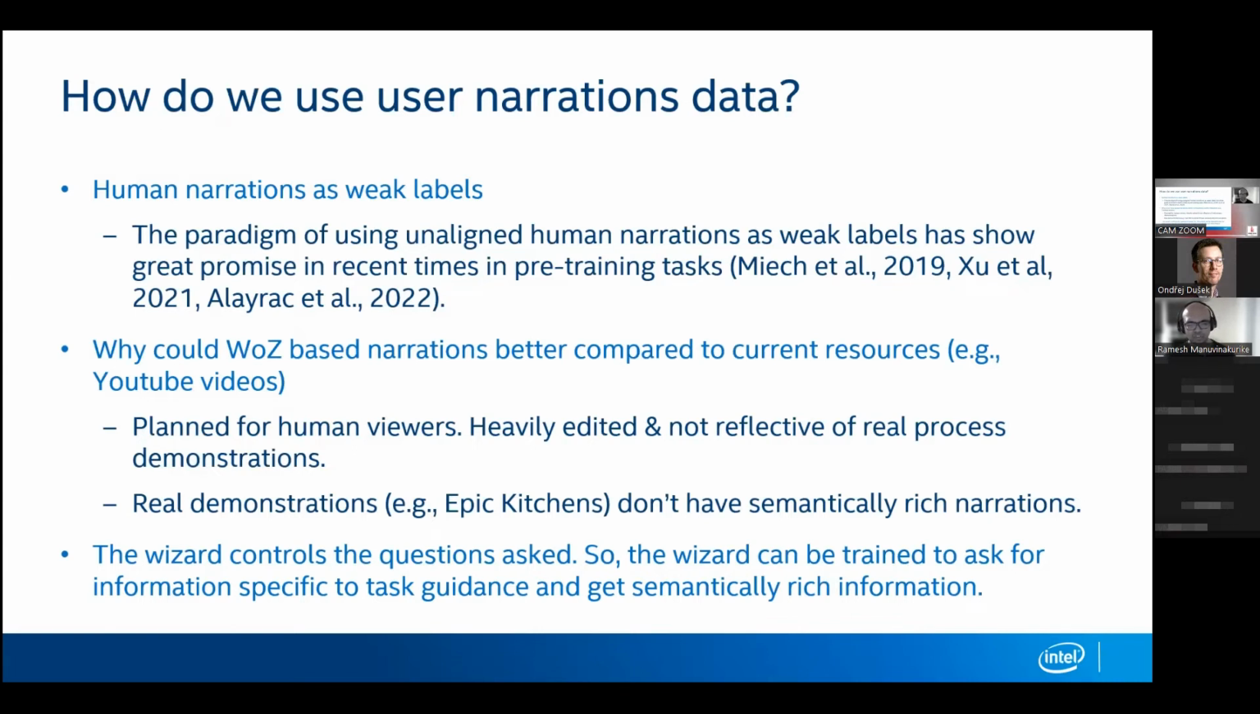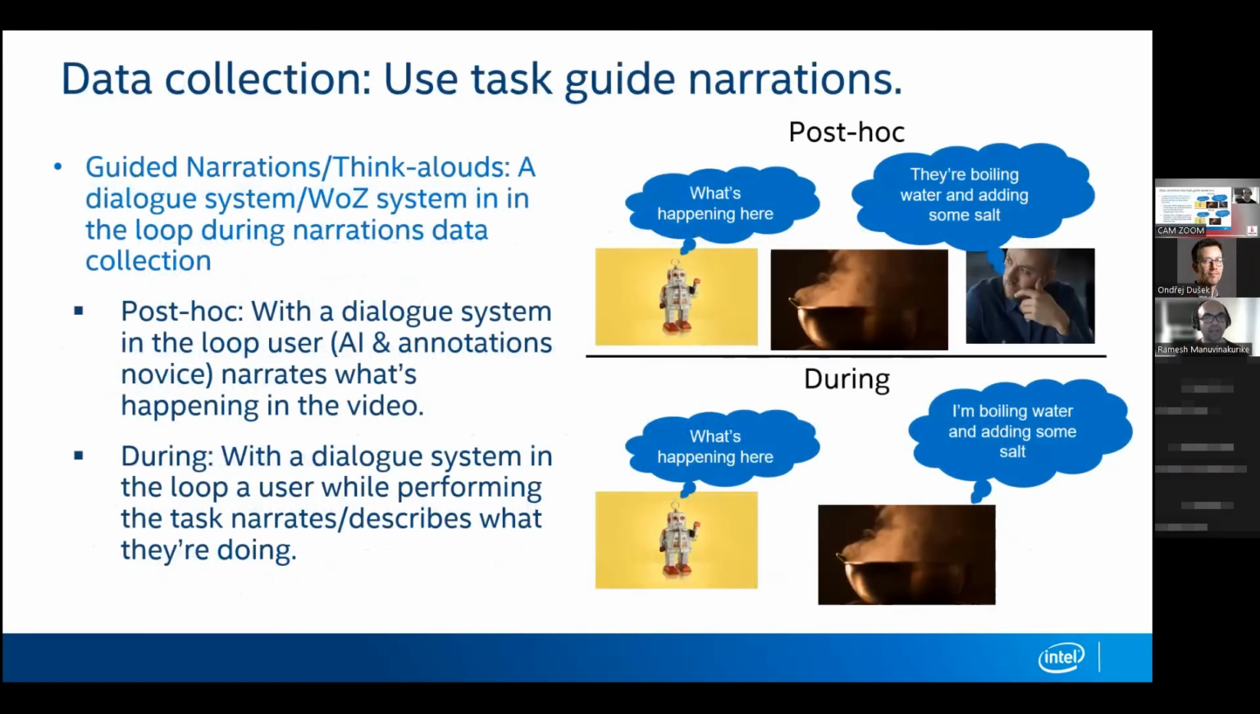Okay, fine. So these resources exist. Why do we need Wizard of Oz? Why do we need a dialogue system? Why do we need a learner system here? We need it because of the video data. Some of these data sets are basically crawled videos from YouTube. These are edited, and the narrations are not targeted towards system development, but towards engaging humans. They're planned for human viewers, so they might not contain the semantically rich information which will be required for training the system.